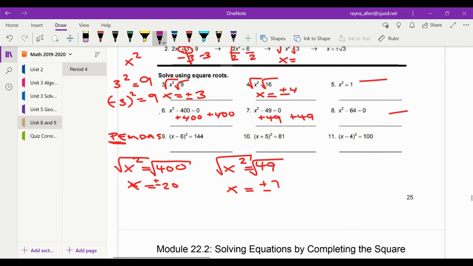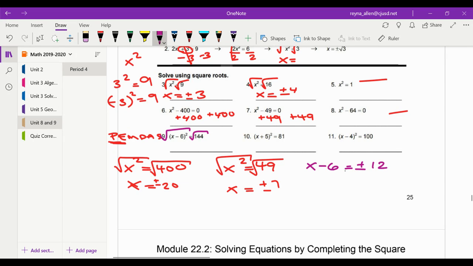Okay. So we're going to take a big square root of this side and a big square root of that side. So what is the square root of x minus 6 squared? Well, there's 2 of them, so we just take one of them out. So it becomes x minus 6 equals, and then we have to do the square root of 144. Okay, well that is plus or minus 12. Is x by itself? No, not yet.